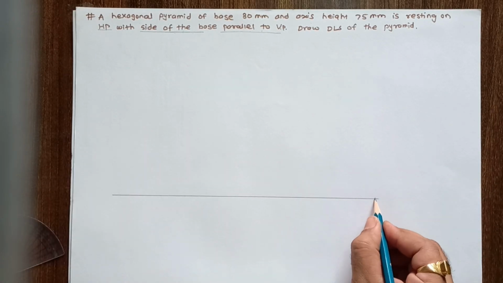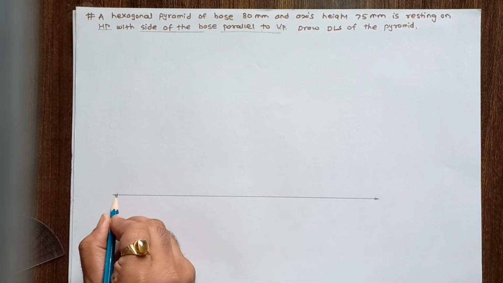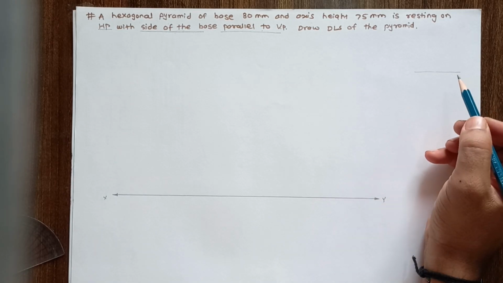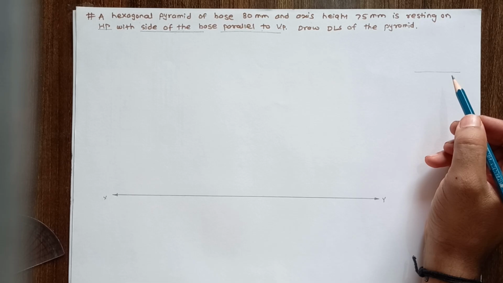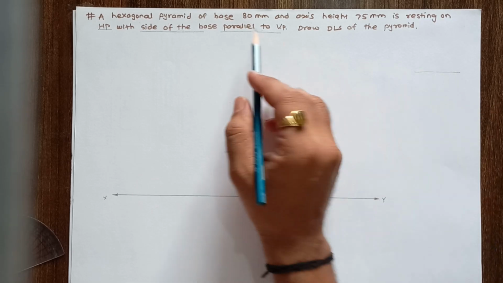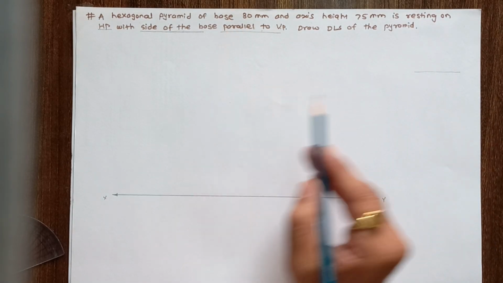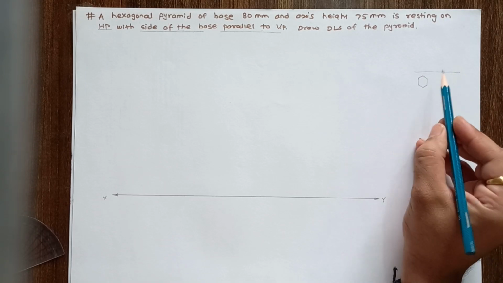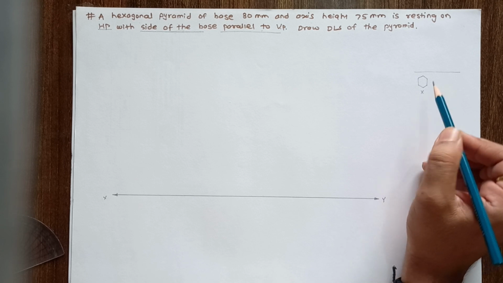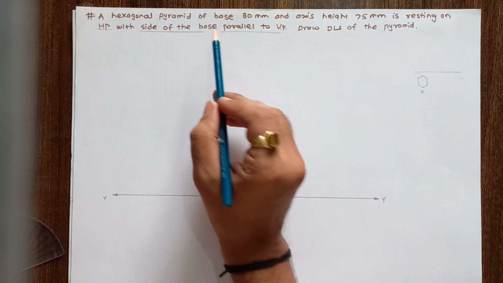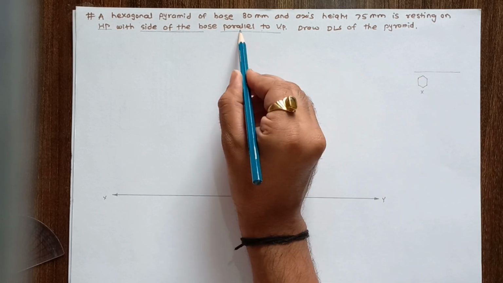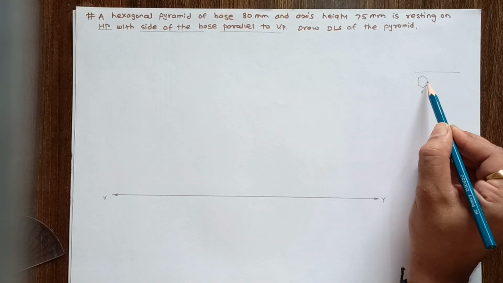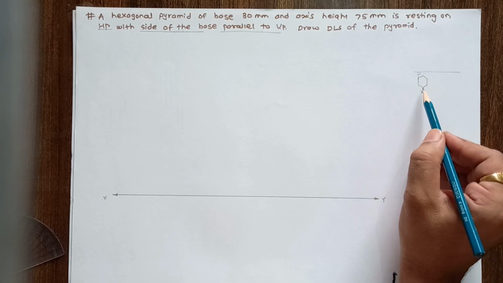of this pyramid. So draw the XY line first, and see the position. By using freehand, just assume the position and try to draw the top view position for this problem. Now here, if you draw a hexagonal shape like that, in this case, this is the wrong position for this problem because the condition given is the edges are parallel to vertical plane, but you can see these four edges are inclined to vertical plane and these two edges are perpendicular to the vertical plane. So this is the wrong position for this problem.